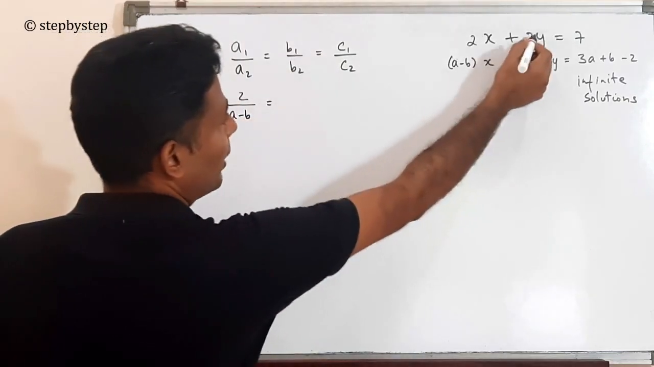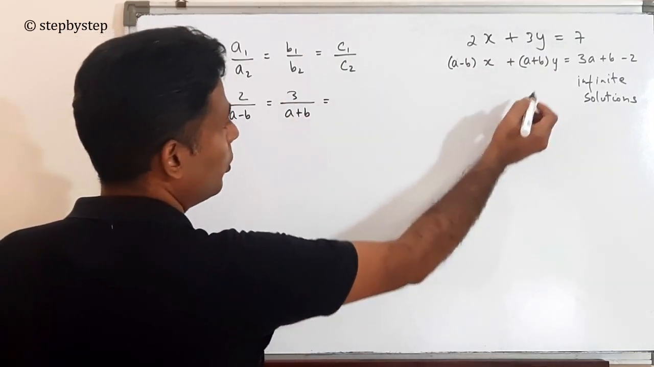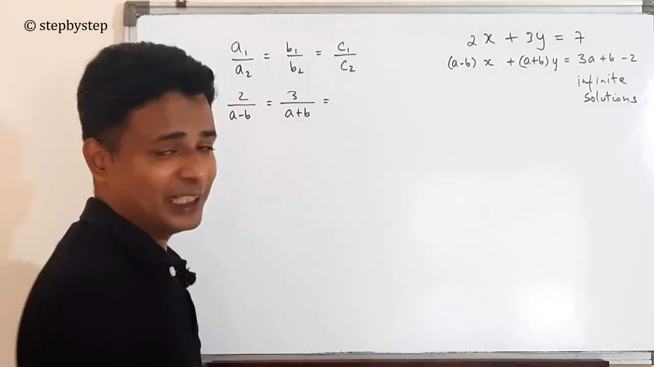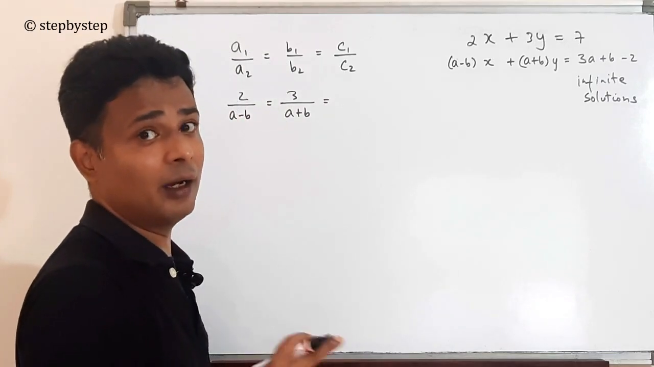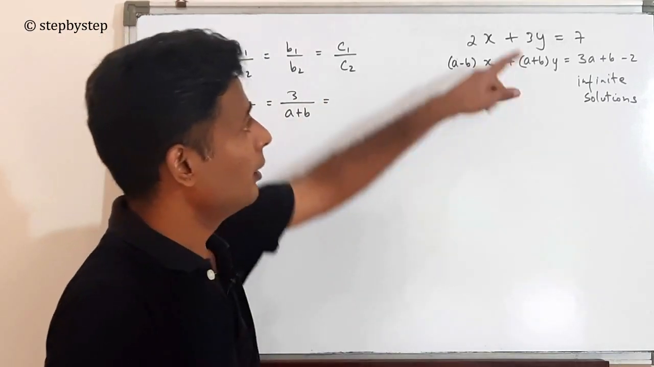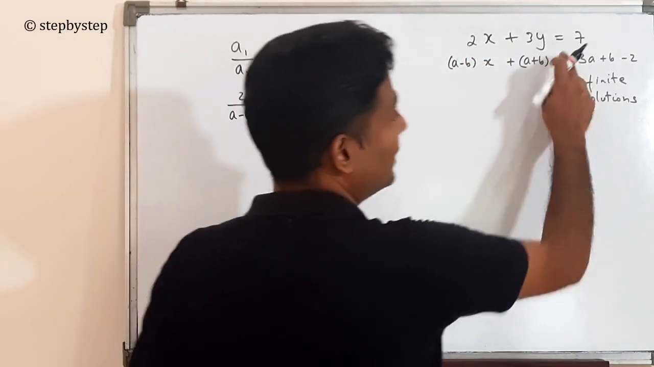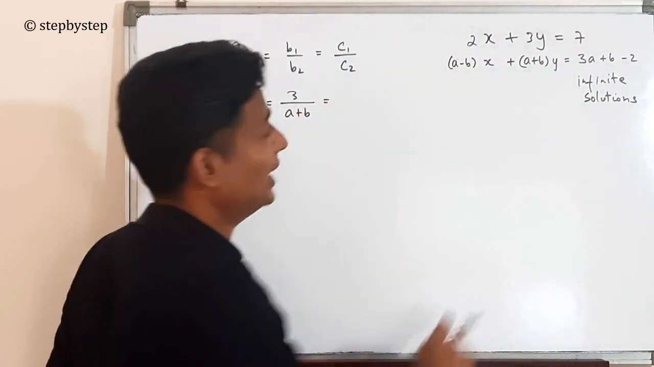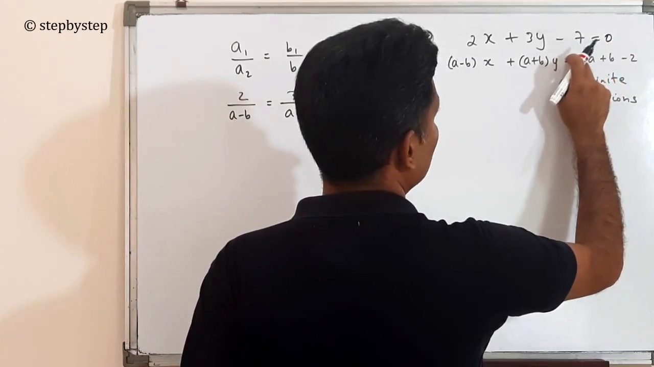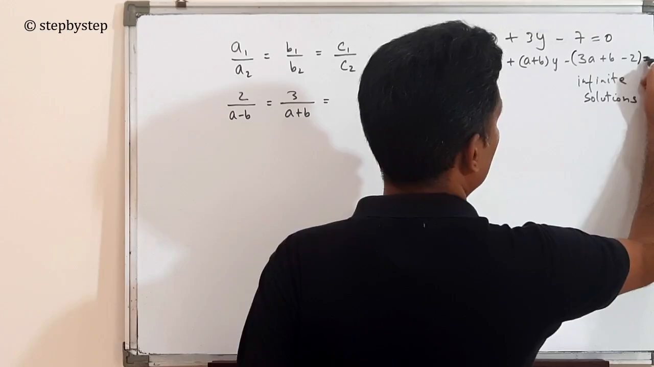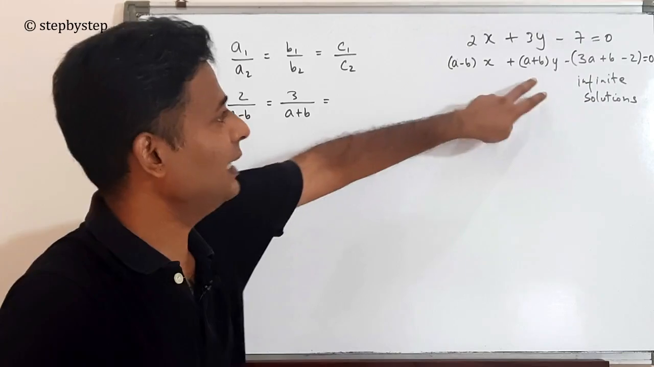This will be equal to B1 by B2, that is 3 by A plus B, which is equal to, okay, now C1 by C2. Is 7 and this C1 and C2? No. Remember, whenever you are using these conditions, the pair of linear equations have to be in general form, which means I have to transpose C on the left hand side, which means this will become minus 7 equal to 0 and this will become minus of this equal to 0. Right? Actually, it doesn't matter, but when you are writing it, write it like that.